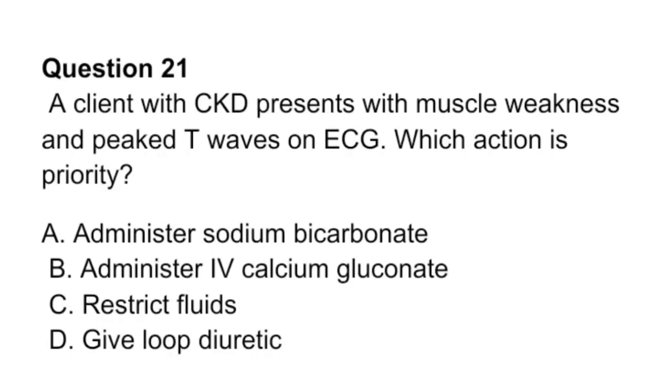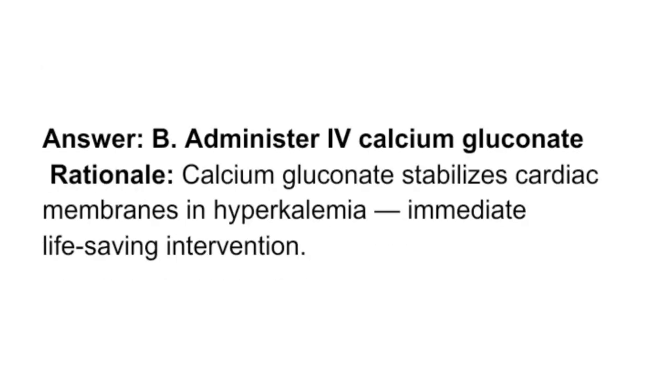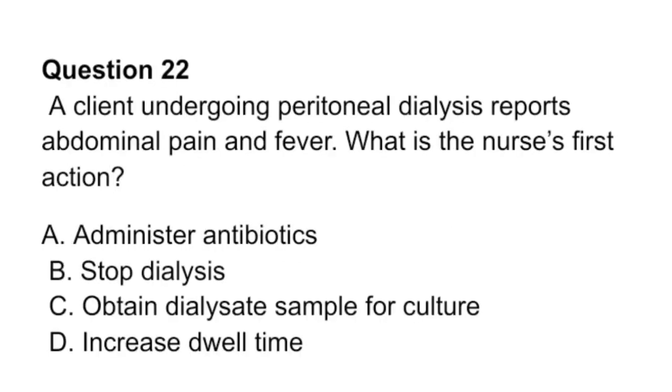Question 21. A client with CKD presents with muscle weakness and peaked T waves on ECG. Which action is priority? A. Administer sodium bicarbonate. B. Administer IV calcium gluconate. C. Restrict fluids. D. Give loop diuretic. Answer: B. Administer IV calcium gluconate. Rationale: calcium gluconate stabilizes cardiac membranes in hyperkalemia. Immediate life-saving intervention.